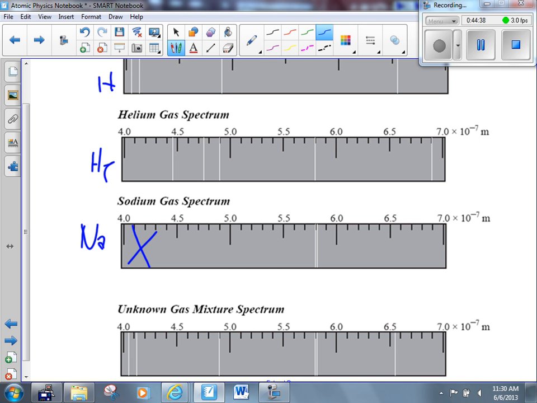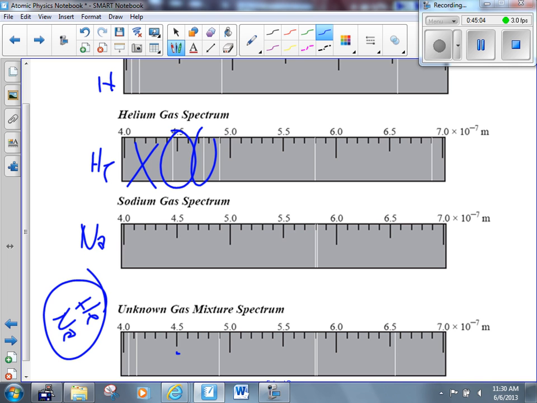Oh, sorry, no, sorry. Going the other way around here. Helium is not present, right? Helium isn't present because we see this one here that's in helium. It's not in the unknown gas. We see this one, it's not in the unknown gas. So helium's not there. What about hydrogen and sodium? Well, all of the lines from hydrogen are there. All of the lines from sodium are there. So what do we know about this unknown gas mixture? It's hydrogen and sodium.